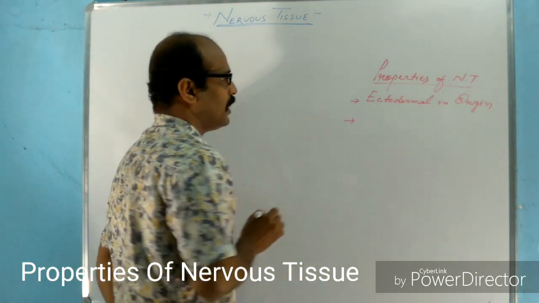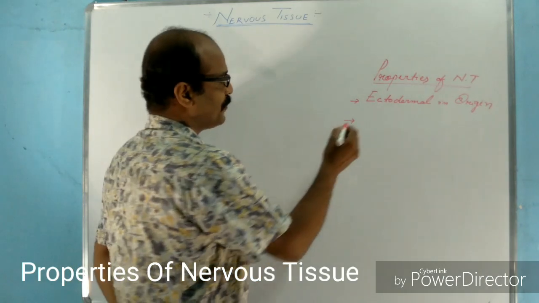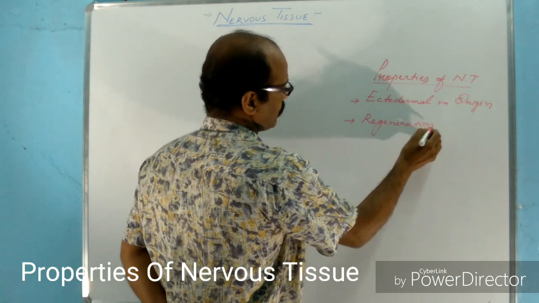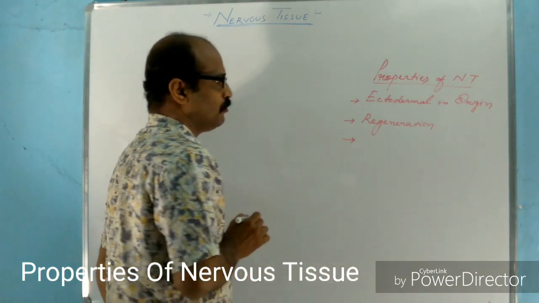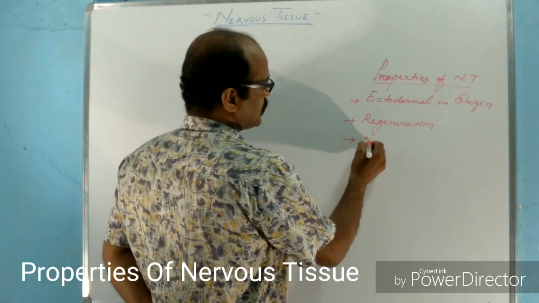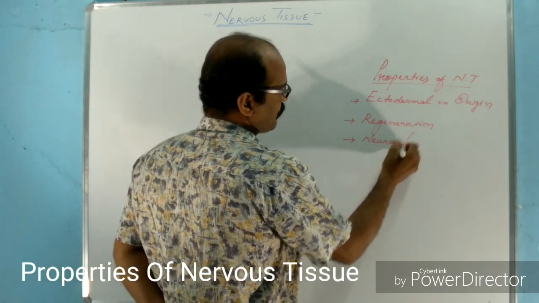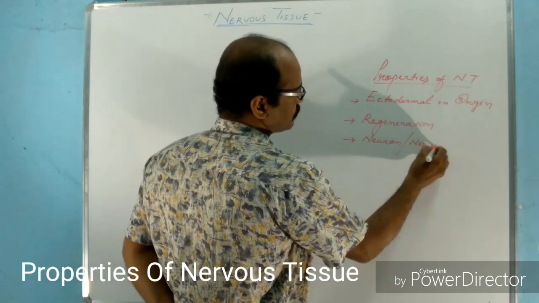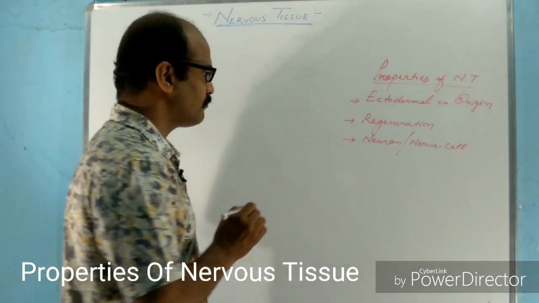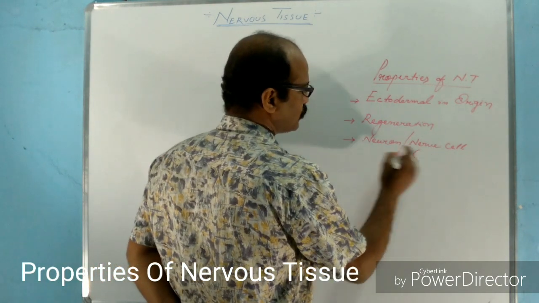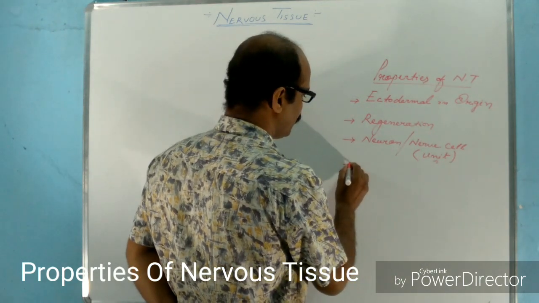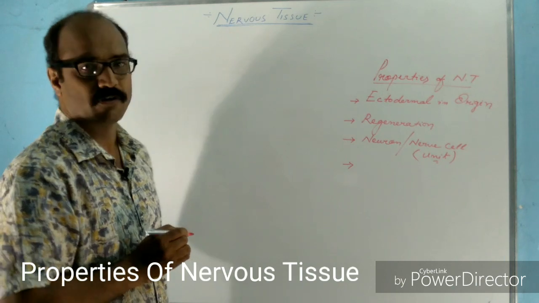Nerve tissue somehow has the power of regeneration. The nerve tissue is composed of neurons or the nerve cells. And these neurons are fiber-like structures. That's why these nerve cells are also known as nerve fibers, and such a nerve fiber or neuron acts as the structural and the functional unit of nervous tissue.